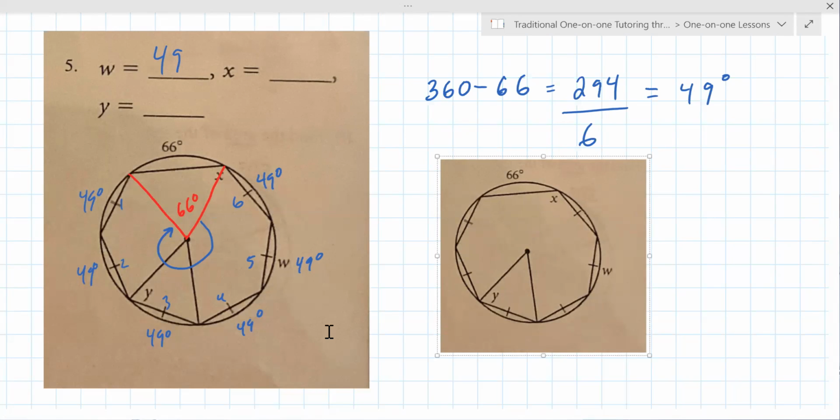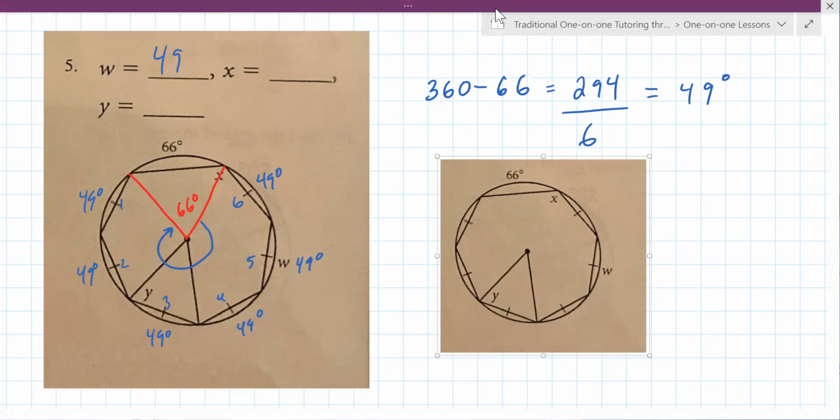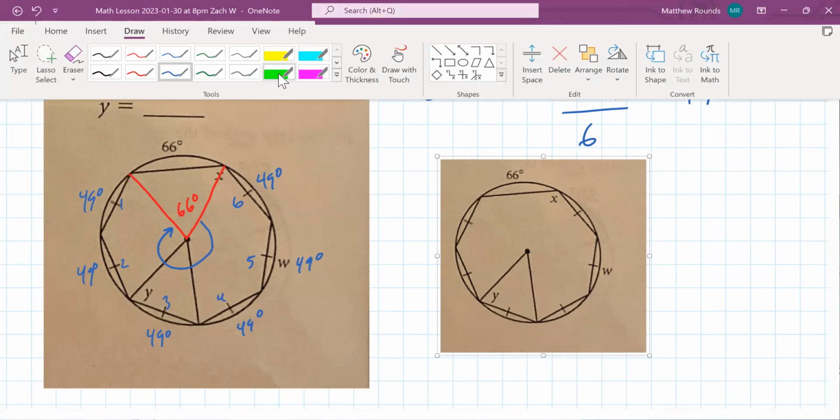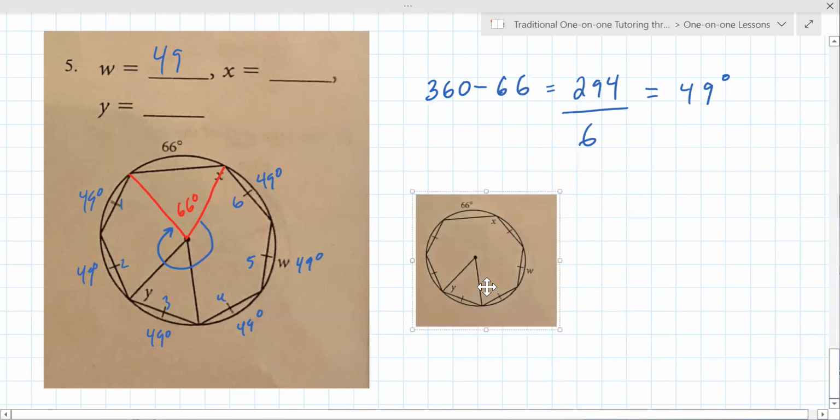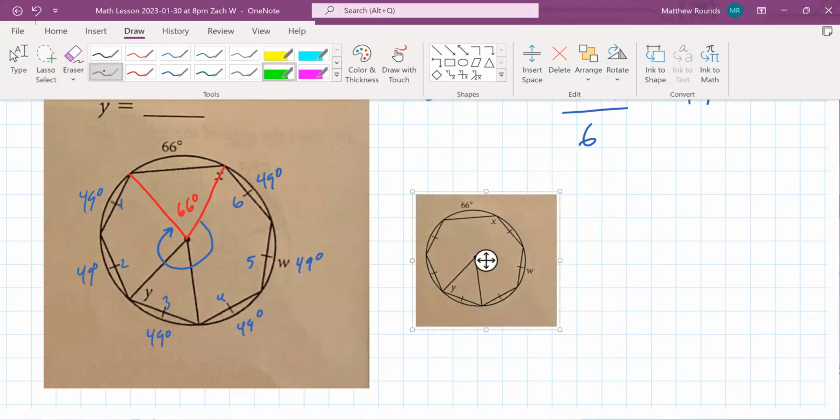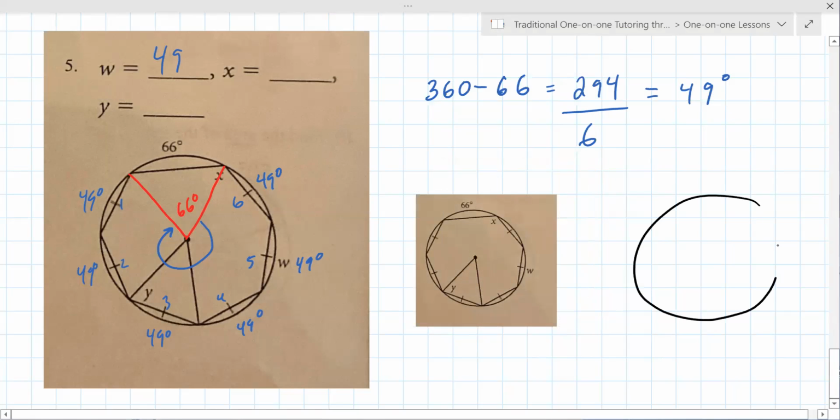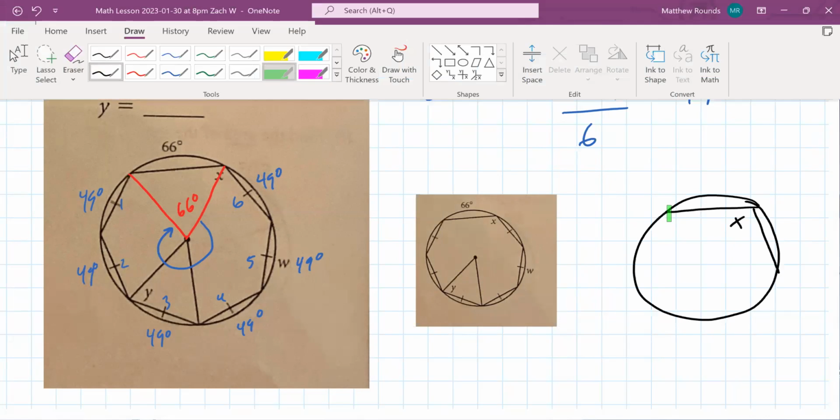Okay. Now to find X, I had to re-establish the picture, which I know is not what you would be able to do. But if I could, I'm actually going to make this a little smaller so that you can see that if I draw the circle with just the X like this, it's now an inscribed angle for this part.